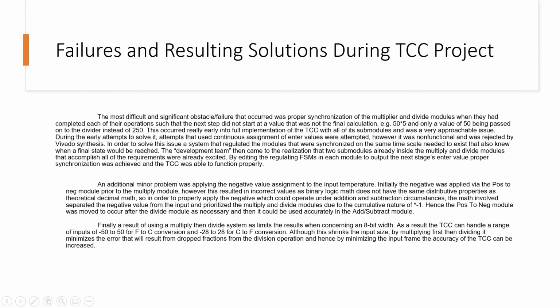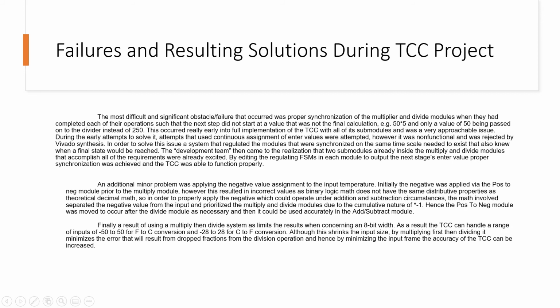However, by dividing first, the loss of values due to the round down of the divider module would propagate throughout the whole rest of the TCC project, and as a result, this would result in a lot more error. Hence, in my opinion, I felt it was best to proceed with the TCC with a smaller input range, but a more accurate ability to output a converted value.